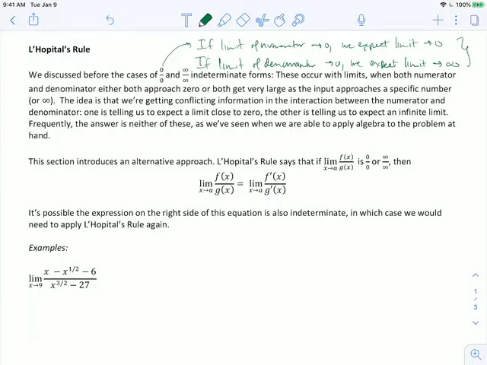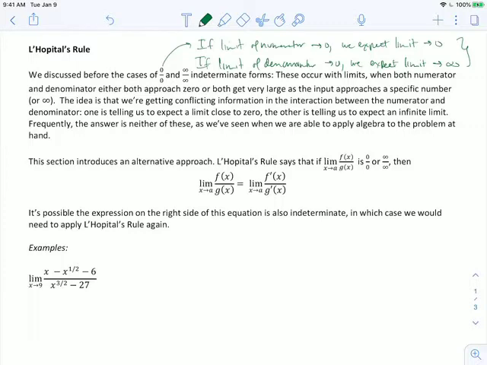And so in the past we've seen we need to do some algebra like factoring or multiplying by a conjugate or dividing by the highest power of x that appears in the denominator, some algebra that will allow us to see what's going on with these limits through some sort of algebraic means. In this section, though, we're going to be looking at a method that involves derivatives.